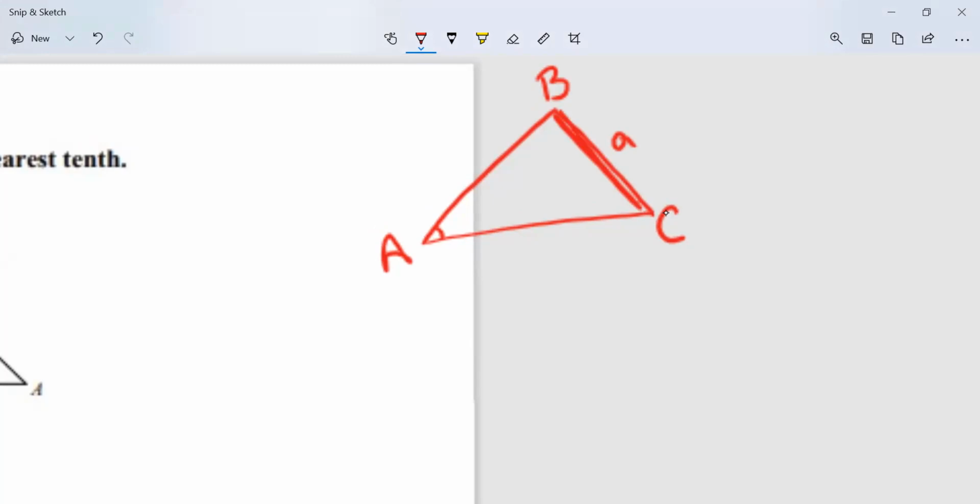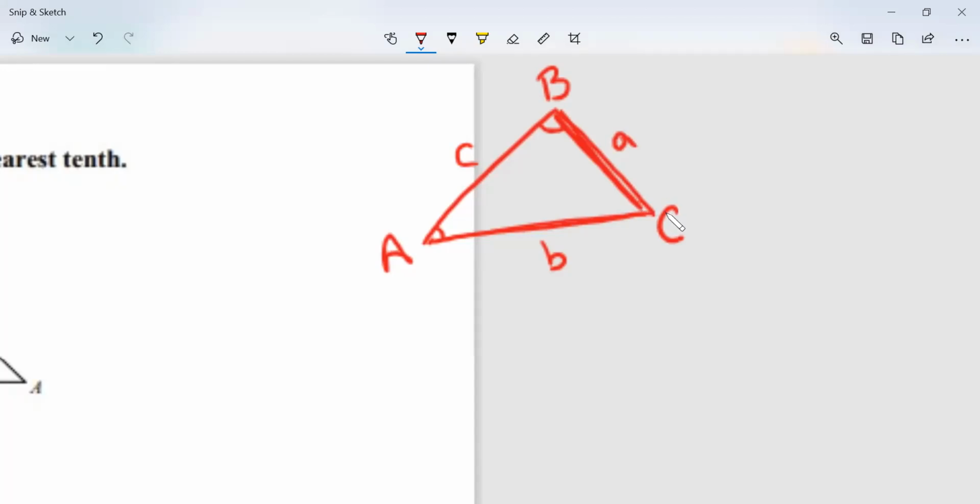Now let me label my side B. And just like I did with side A, side B is opposite from angle B. So I see angle B is this corner. So this is side B. When I say side, I'm talking about the whole side. And we're going to end up saying that this is side C, right? It's opposite from angle C.